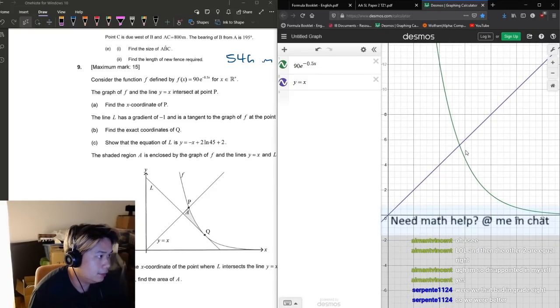Okay, so here's the graph. And then here's our intersection. And then the question wants to find the x-coordinate, so it's 5.56, 5.57.